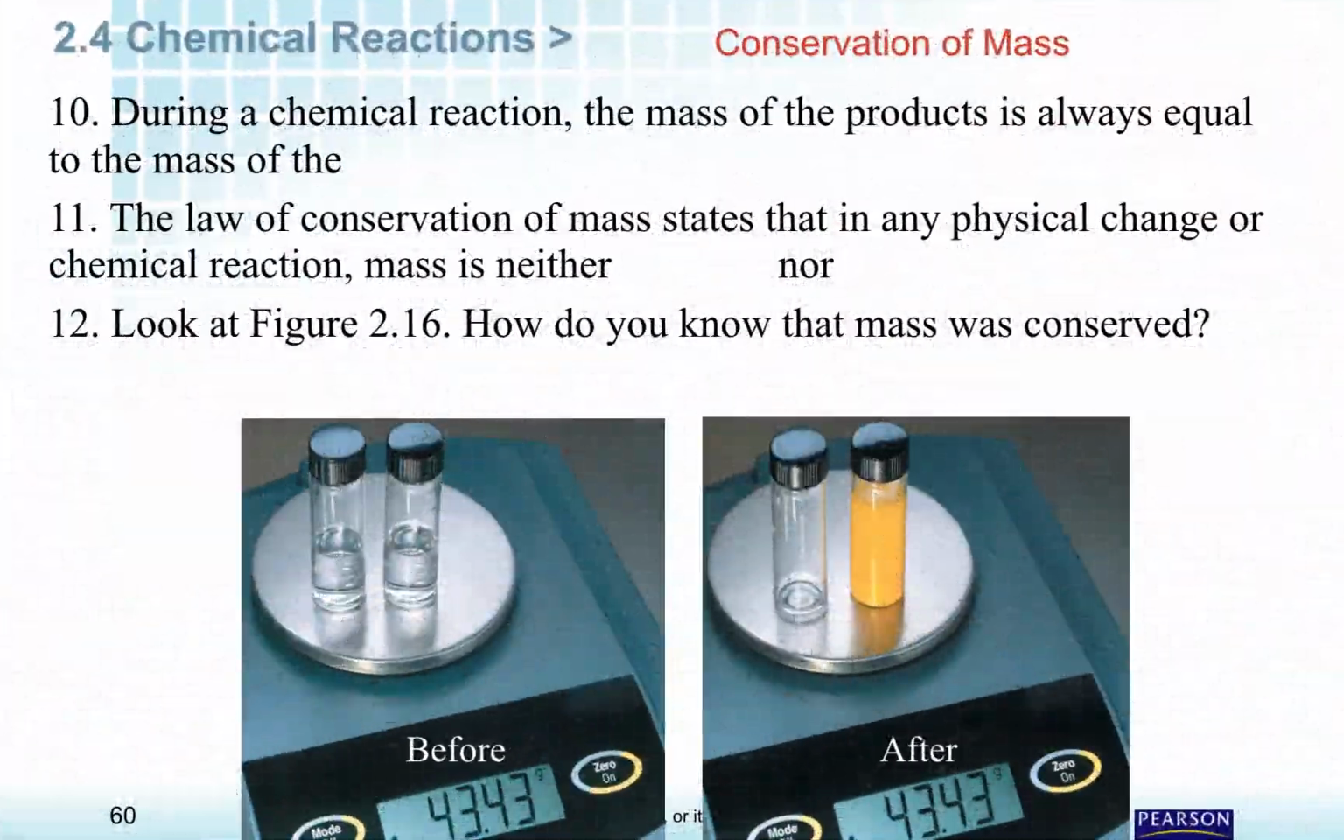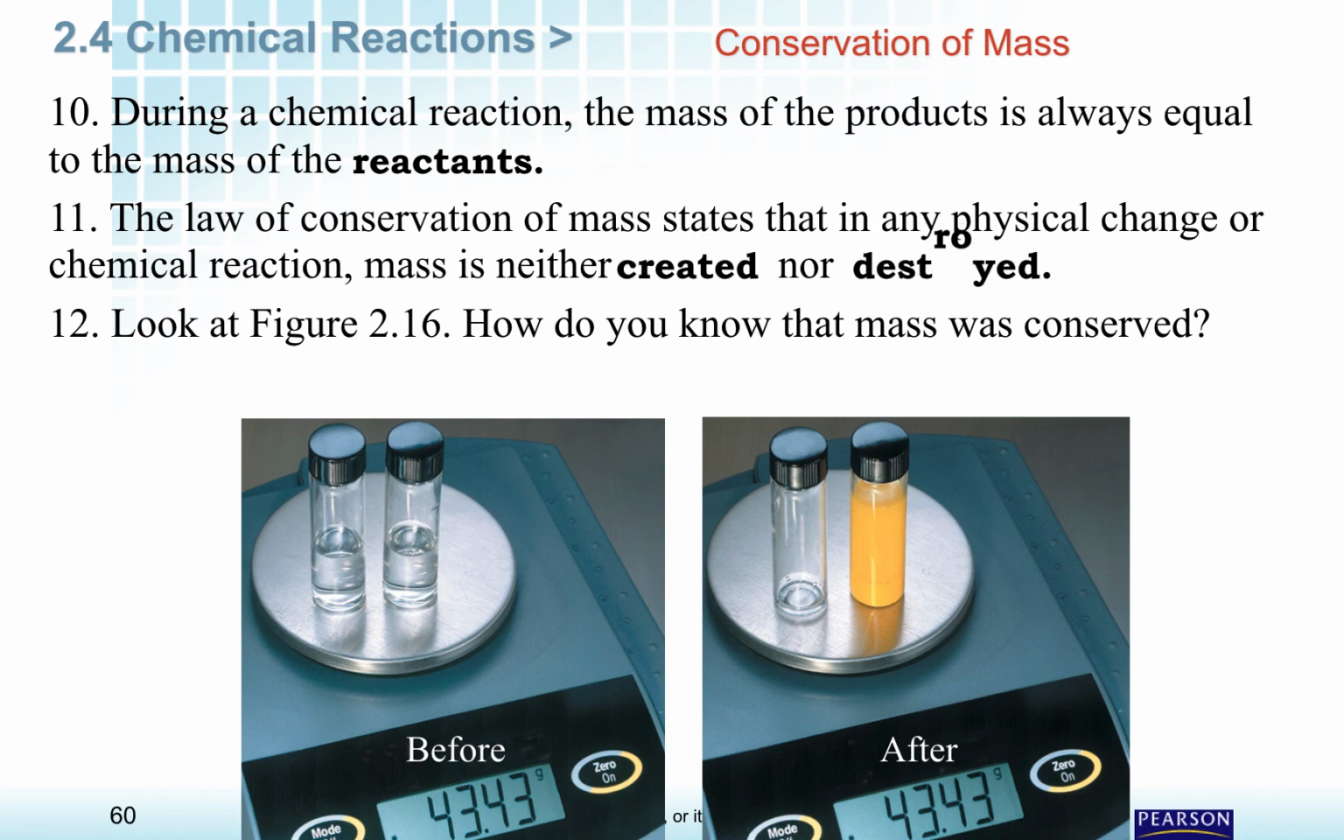During a chemical reaction, the mass of the products is always equal to the mass of the reactants. The law of conservation of mass states that in any physical change or chemical reaction, mass is neither created nor destroyed. So I look at these two pictures. On the left is the before picture. How do I know mass is conserved? Well, I have two clear vials.